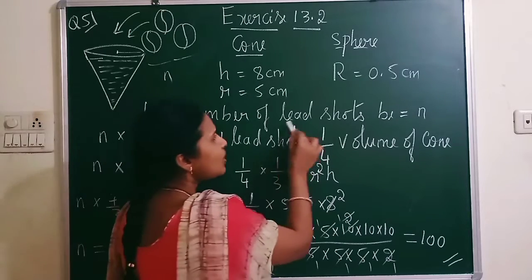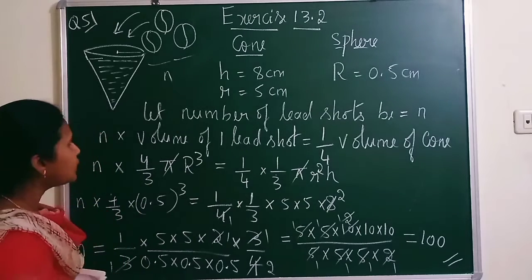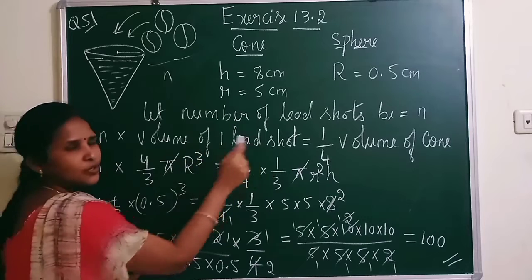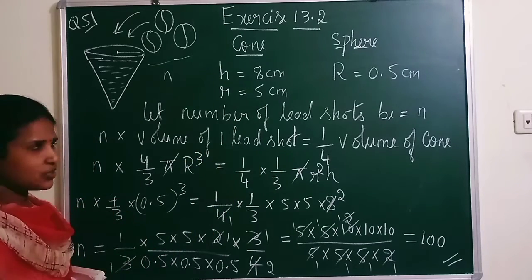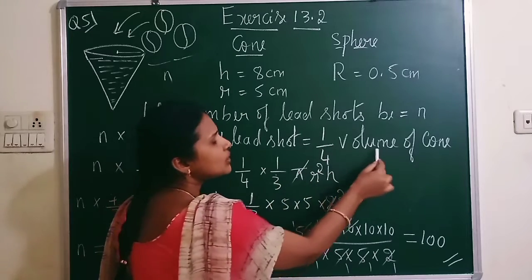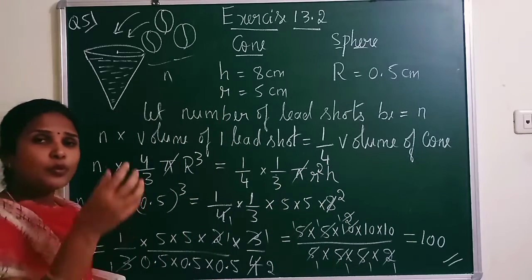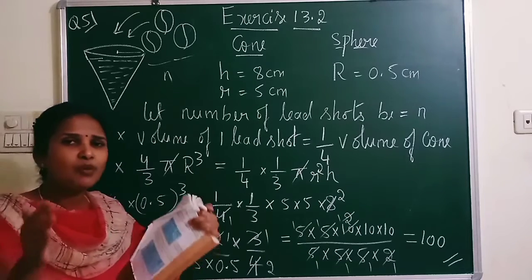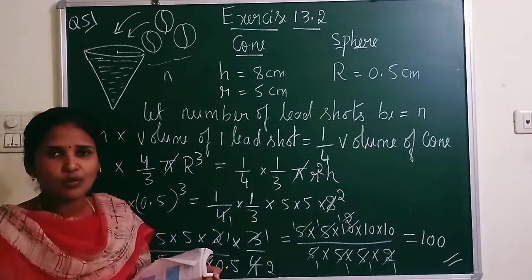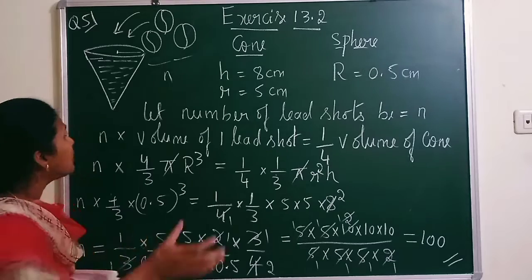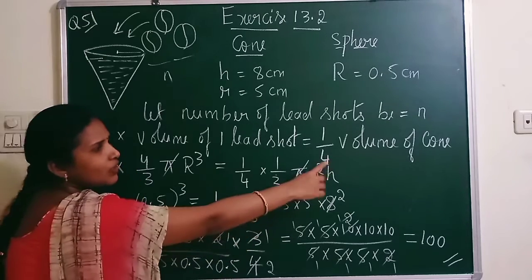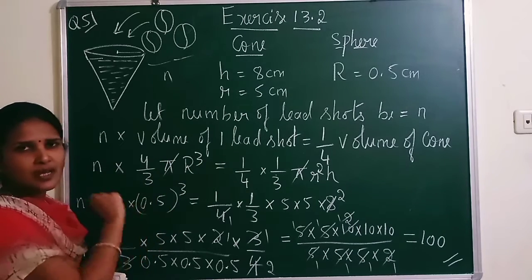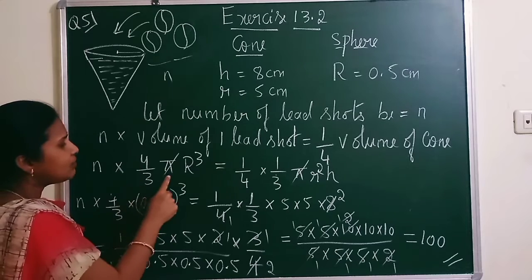So let the number of lead shots be n. According to the question, n times the volume of one lead shot is nothing but 1/4 the volume of the cone. Because when you put so many lead shots, 1/4 of the water is coming out. So the volume of whatever lead shots you are putting inside is equal to 1/4 the volume of the cone. Suppose instead of a cone a cylinder had been given, you would write 1/4 the volume of the cylinder. So n into, what is the volume of a lead shot? Lead shot is in the shape of a sphere. So 4/3 pi r cube.